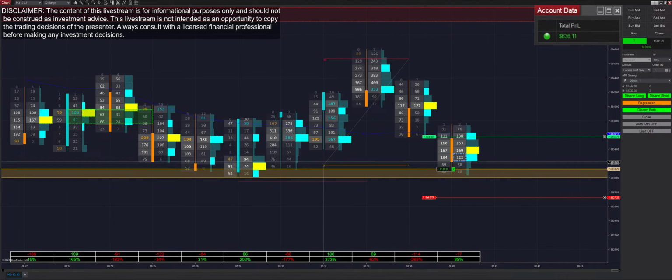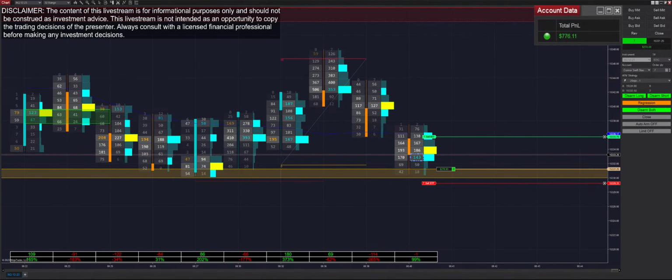Looks like we get filled into a long trade here. It's a pretty textbook case of a perfect regression trade inside of this range.